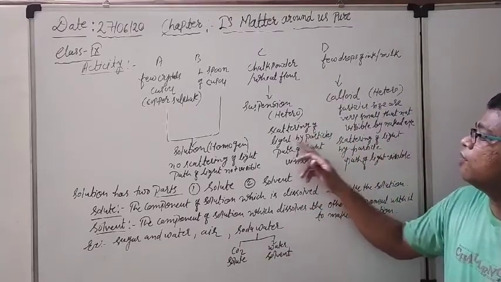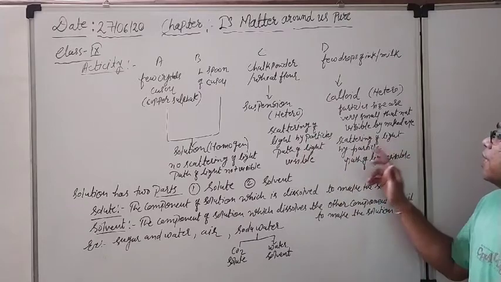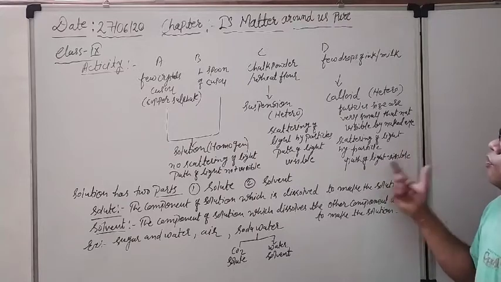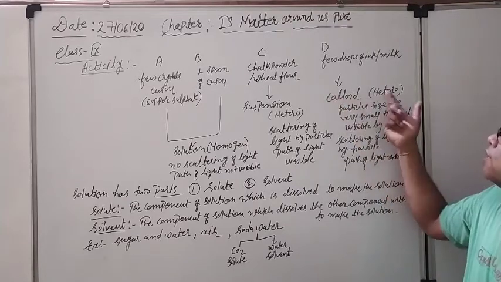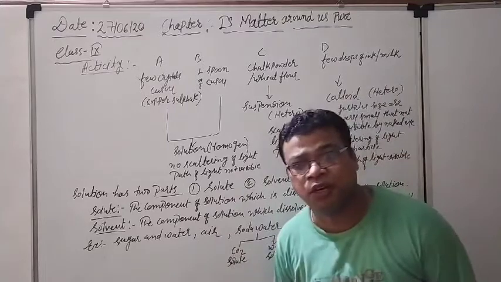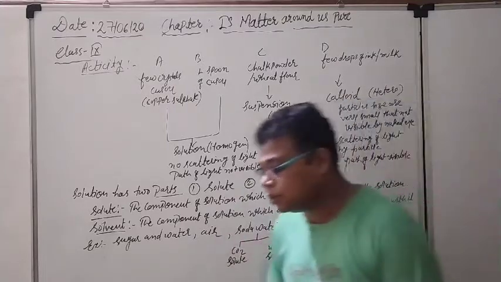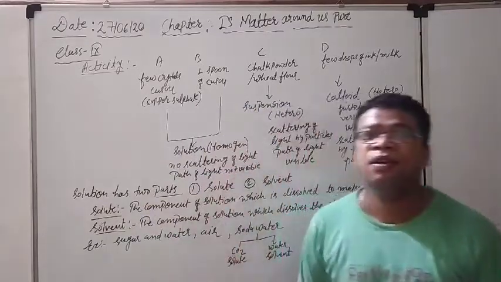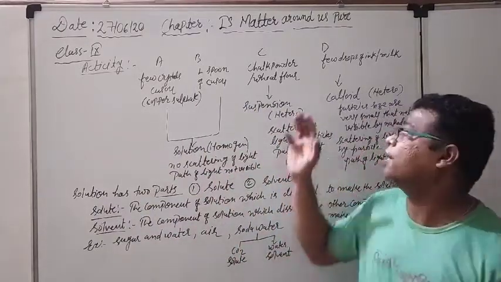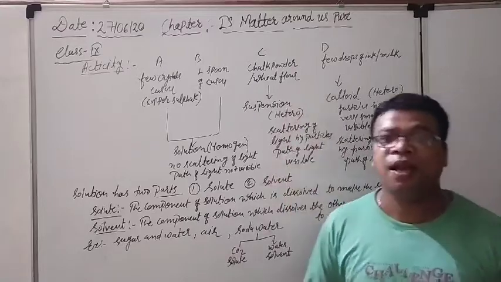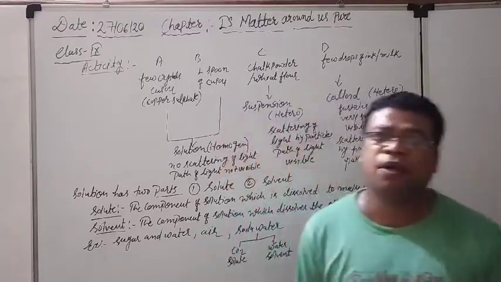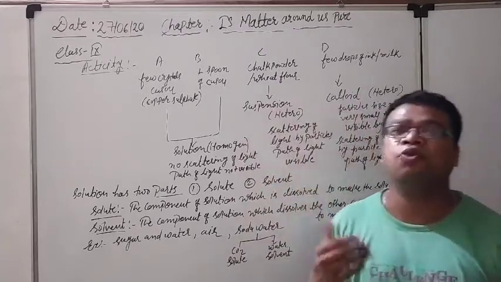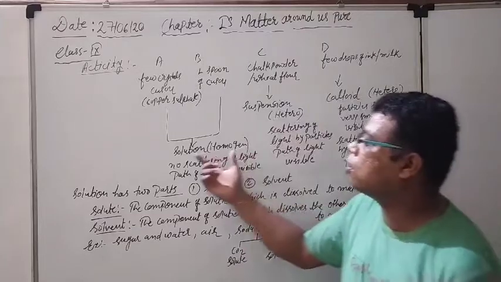Here also the scattering of light by the particles is possible, and the path of light will also be visible. So colloid is also an example of a heterogeneous mixture. What conclusion are we getting? There are three different things: one is the solution, second is the suspension, and third is the colloid. In the same chapter, we have to study more about them, their properties and so many things. Right now, first we are going to talk about the solution.